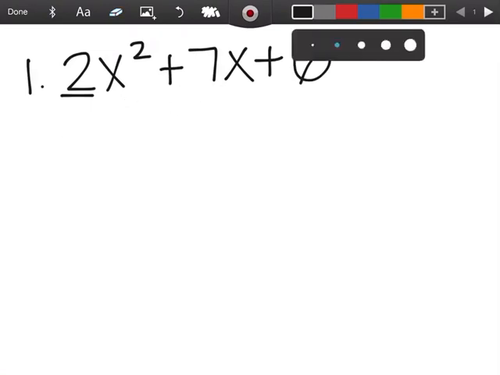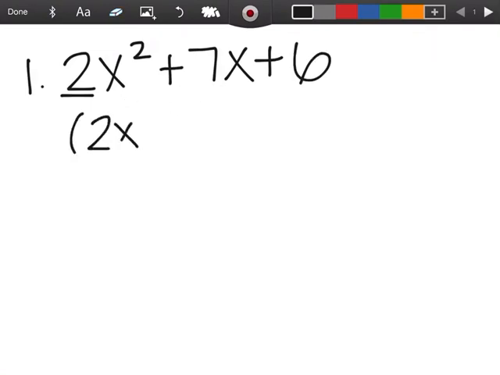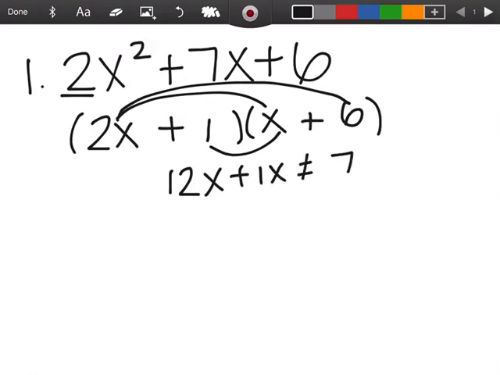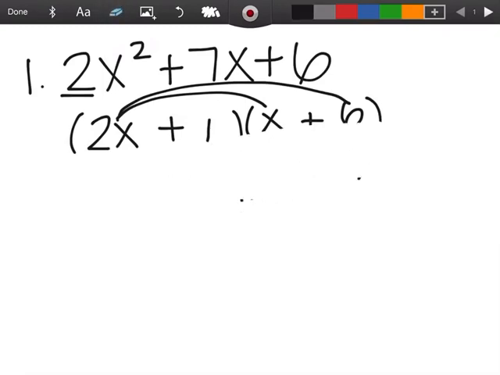That 2 changes it. So the way that your book teaches this is to just do guess and check. Okay, so 6 and 1 didn't work. What if I put the 6 here and the 1 here? What if I flipped them around? Does that make a difference? Well, if I do first times first, I still get 2x squared, but outer is 12x and inner is 1x. So that also does not add up to be 7x. That adds up to be 13x. So 6 and 1 don't work at all.